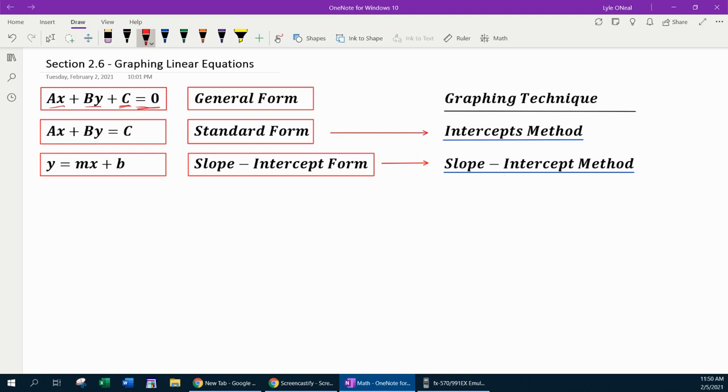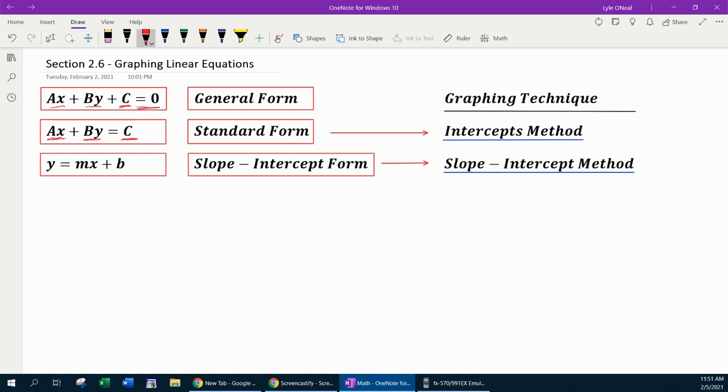The standard form has the constant on the other side here. So this would not be equal to 0. It would be equal to the constant. So you'll have your ax plus by equals a number, and that number could be 0. But here you're not going to have another term on the left other than your x and y term.